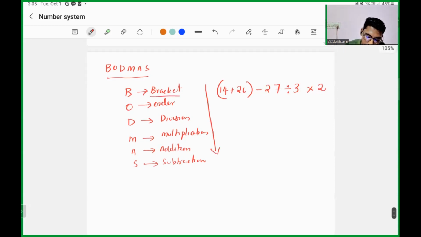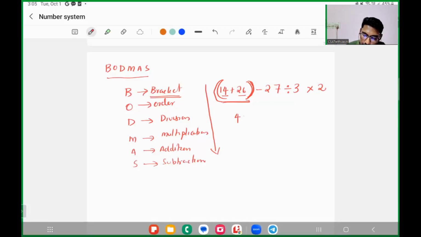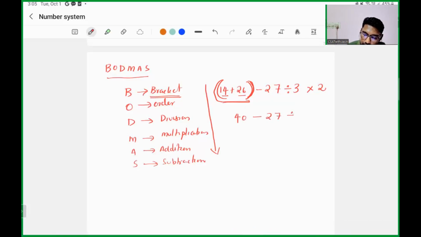So here first is coming bracket. Do you see any bracket here? Yes, there is this bracket. So whatever comes inside the bracket, you need to do. Inside the bracket, it is 14 plus 26. 14 plus 26 is actually 40. So you need to do this one first. So 40 minus 27 divided by 3 into 2. First you need to do the bracket. Then comes the order. Order means powers and all. If there is 3 square, you need to do that 3 square first. Here there are no powers or exponents, so you don't need to worry about that.